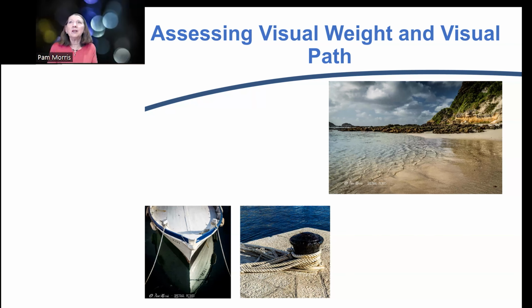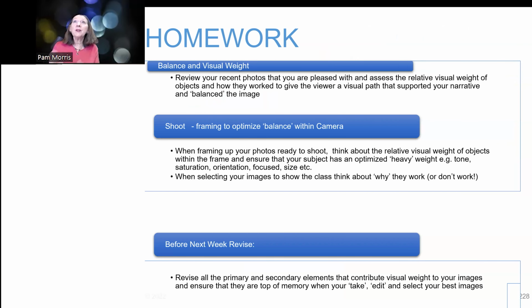So for this week's homework, I want you to go through your recent photos and assess why you like them and what provided the balance within those images. When you're framing up at the next workshop that we do, I want you to consciously think, what else do I need in this image to balance it, or what do I need to take out that would enable us to balance it? And when you are selecting images to show me, think about how they work.